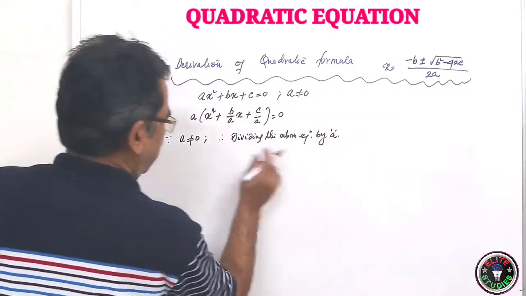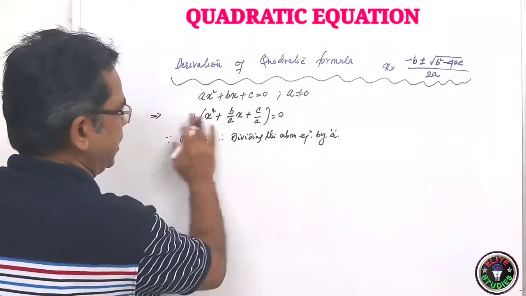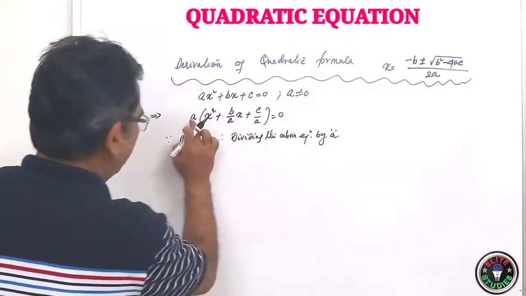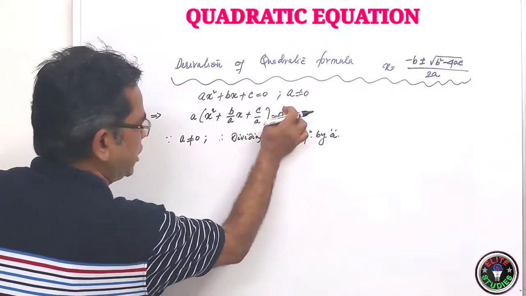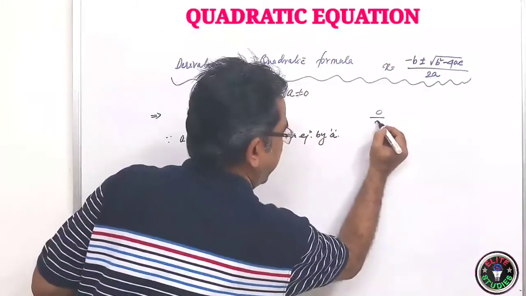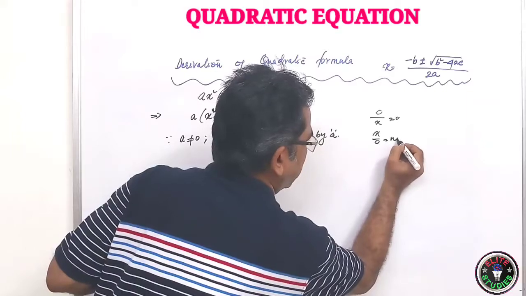Now, since a is not equal to 0 in this quadratic equation, we can divide by a without any harm. If you divide by a, this a will go off and 0 by a is 0. 0 by any number is defined, but any number by 0 is not defined.